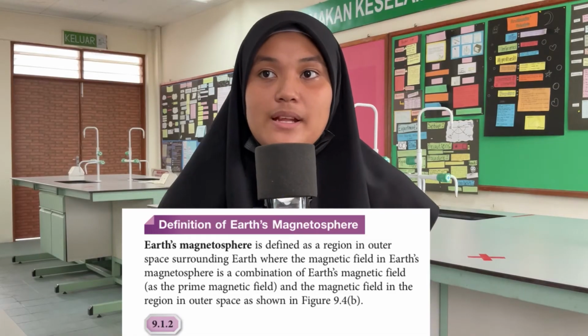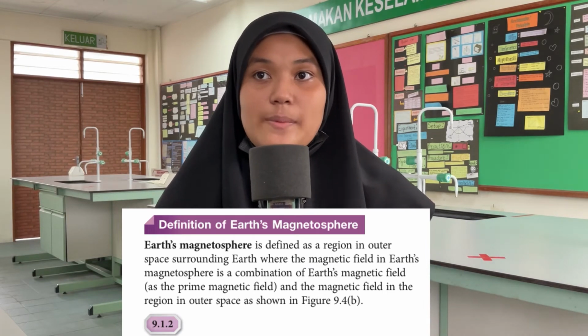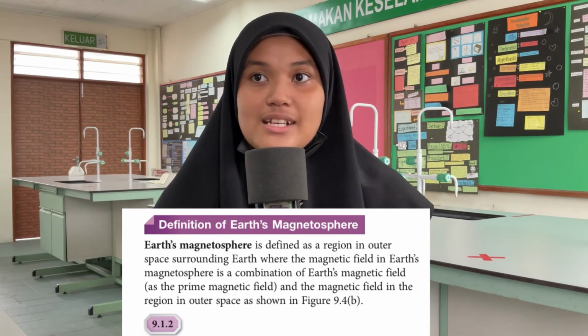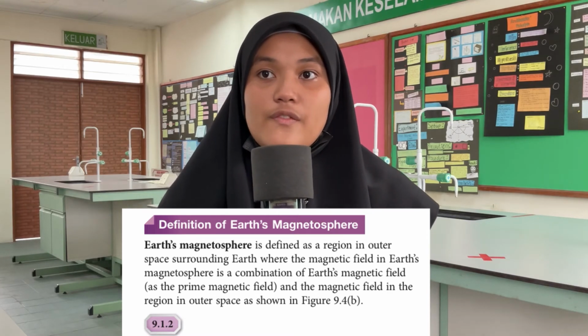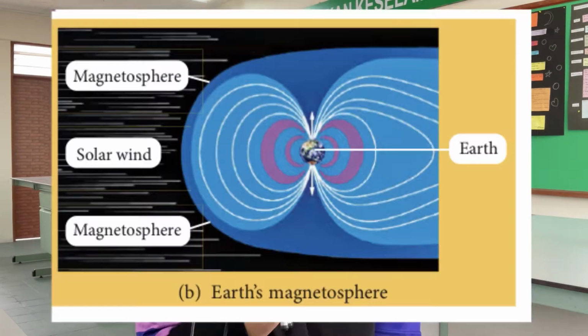Definition of Earth's magnetosphere. Earth's magnetosphere is defined as a region in outer space surrounding the Earth, with the magnetic field in Earth's magnetosphere being a combination of Earth's magnetic field as the prime magnetic field and the magnetic field in the region in outer space, as shown in figure 9.4b.